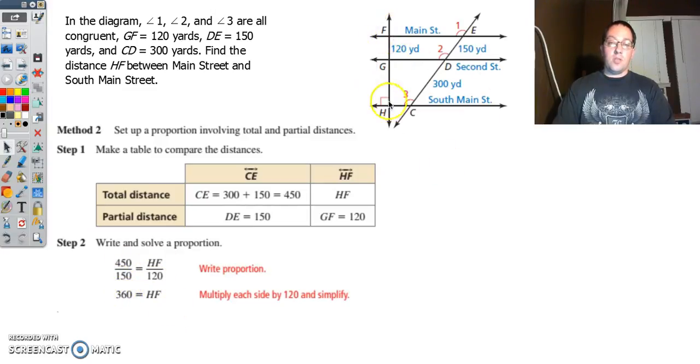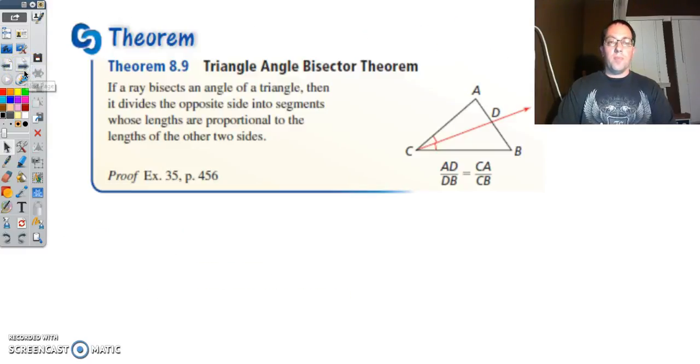So we can do this as a whole thing to a piece or piece to piece. Either way works. And so that's good. It gives us some options, different ways to do things.